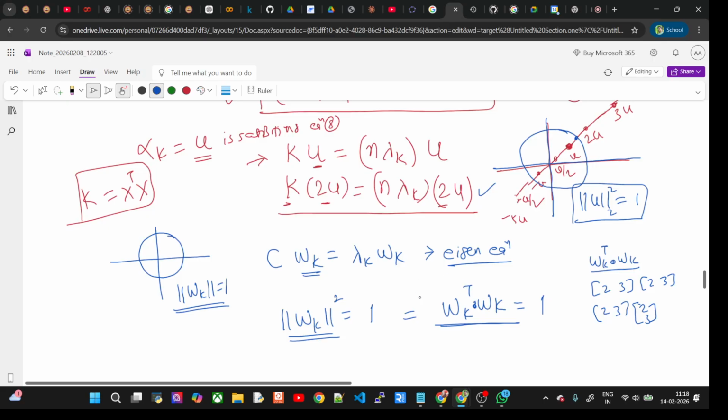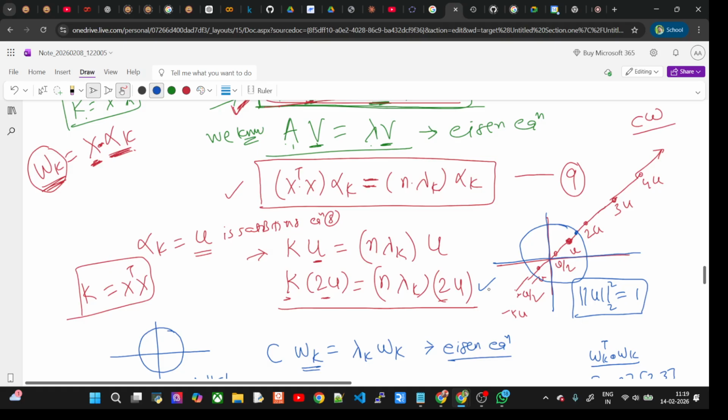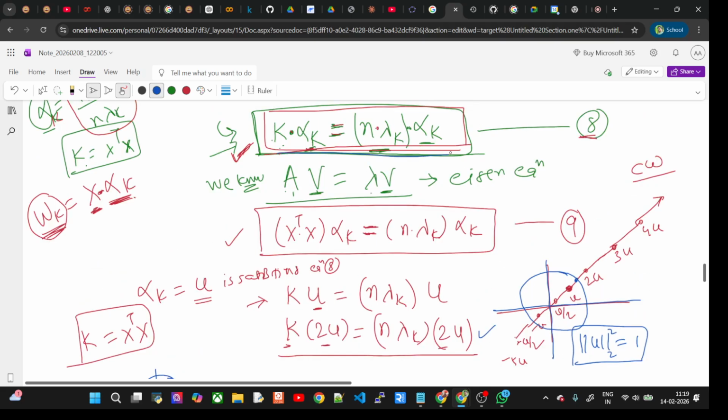So this is what we need. We need the direction where the length is equal to 1. You don't need just any alpha k or any eigenvector of this equation number 8 or 9. You should not take any kind of eigenvector. We want to take the eigenvector which has a unit length equal to 1. That is our main aim.